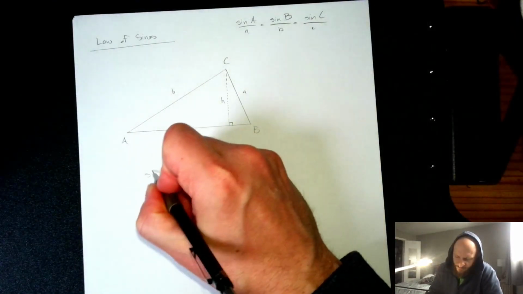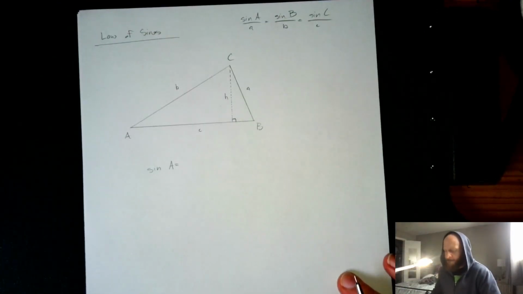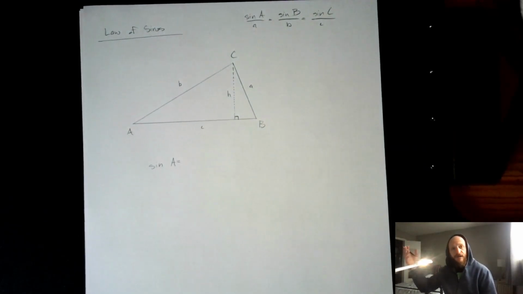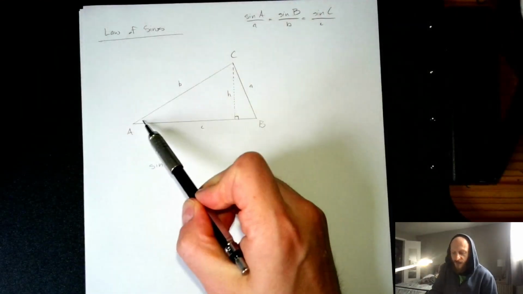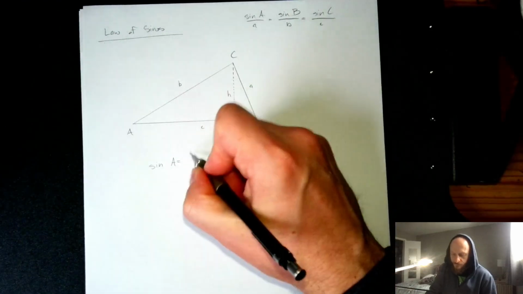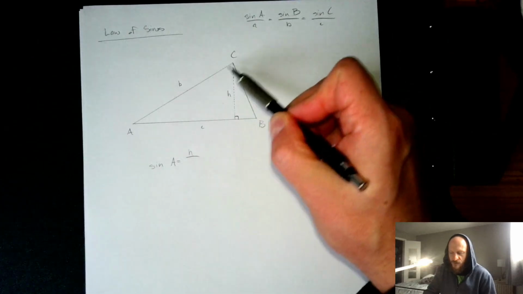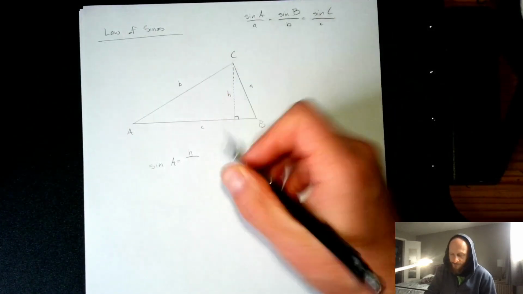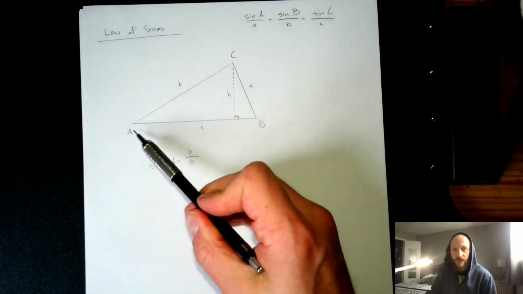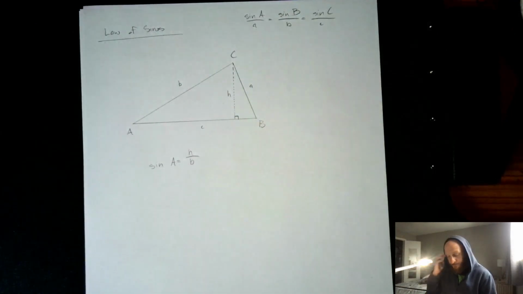Well, what can we say? Sine of A. What is sine of A? Sine of A is the opposite side over the hypotenuse. What's opposite A in the right triangle? The height. What is the hypotenuse of this right triangle? It's side b. So sine A is equal to opposite over hypotenuse, h over b.